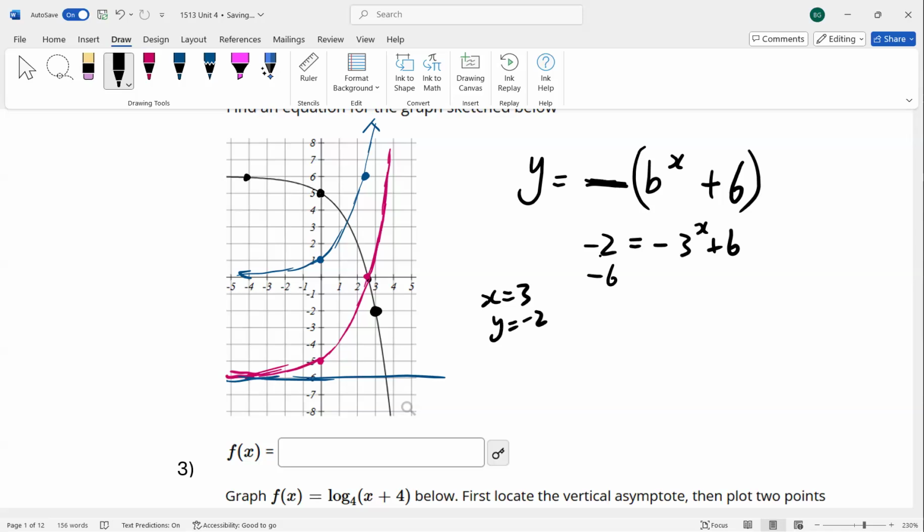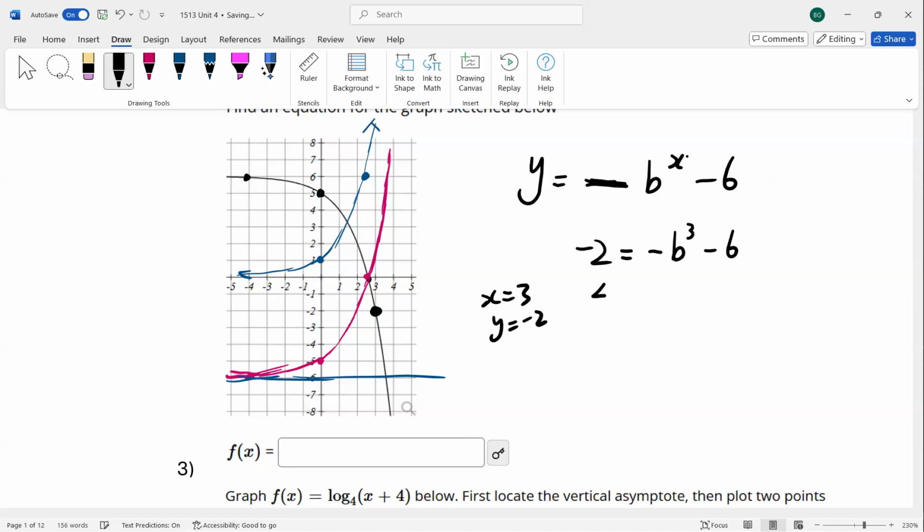Three comma negative 2. Wouldn't you substitute x for 3 instead of b? Oh, yeah, you're right. So y equals negative 2. So if we flip first and then go down. Flip it first and then go down 6 units. It's better. And negative b to the x is 3.